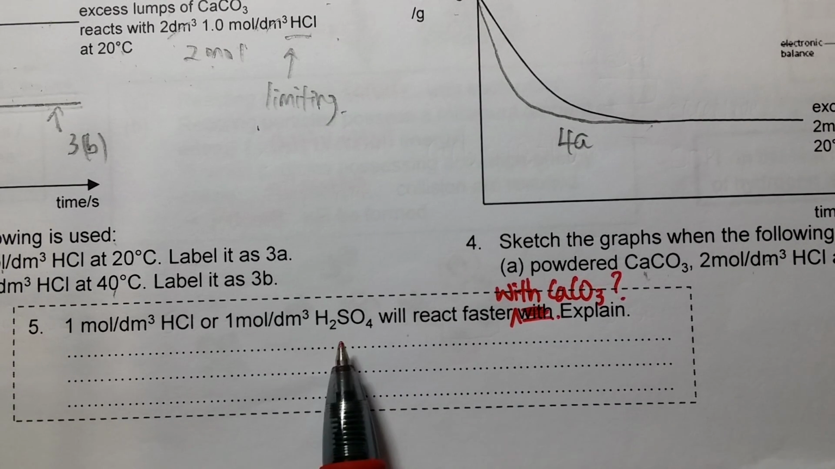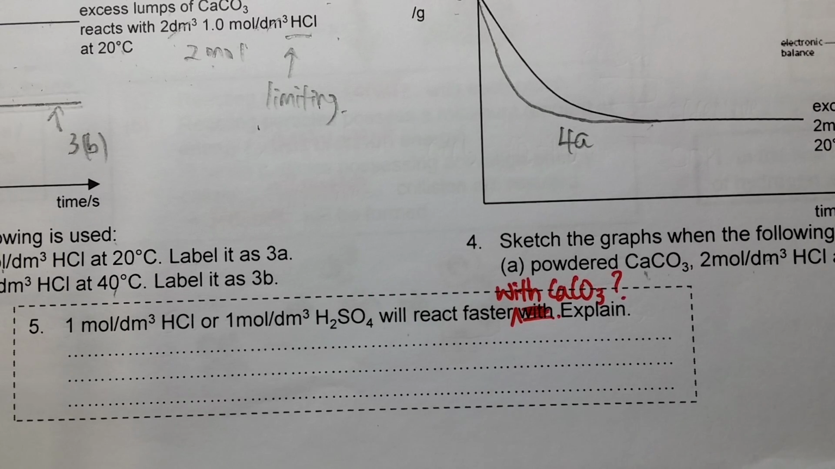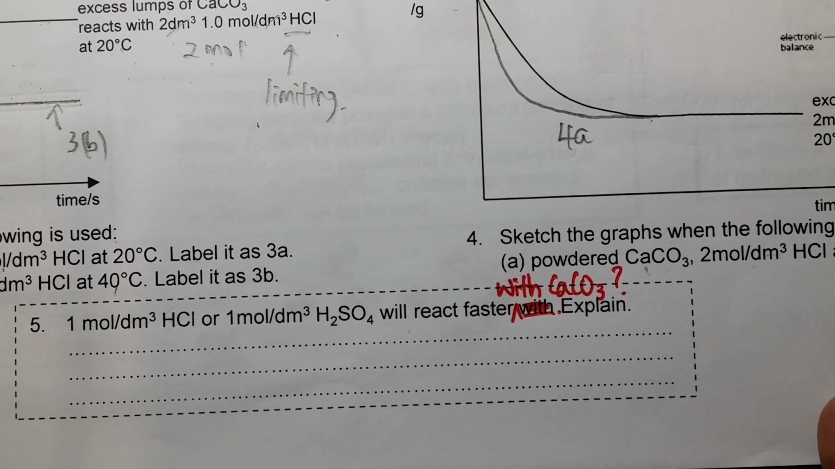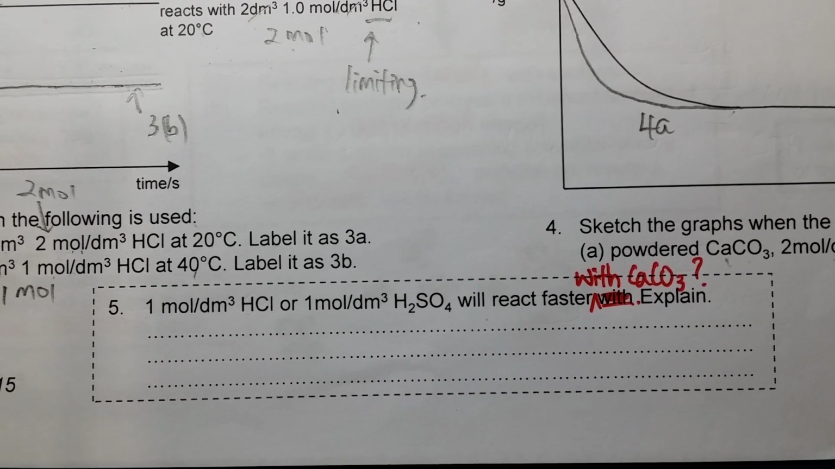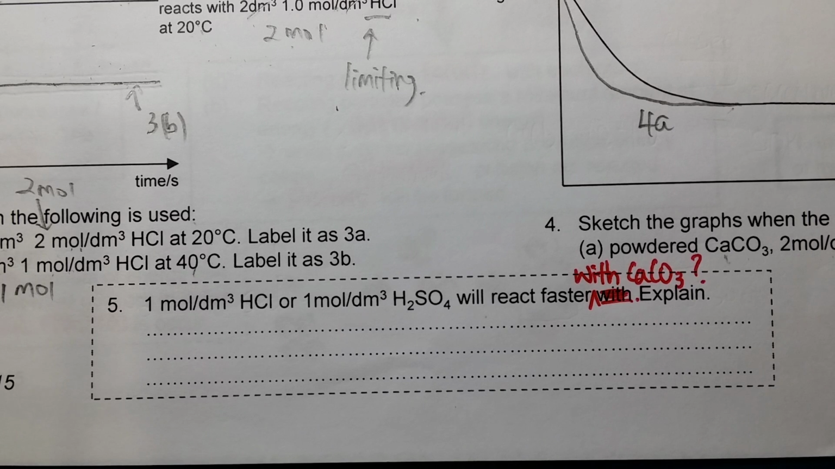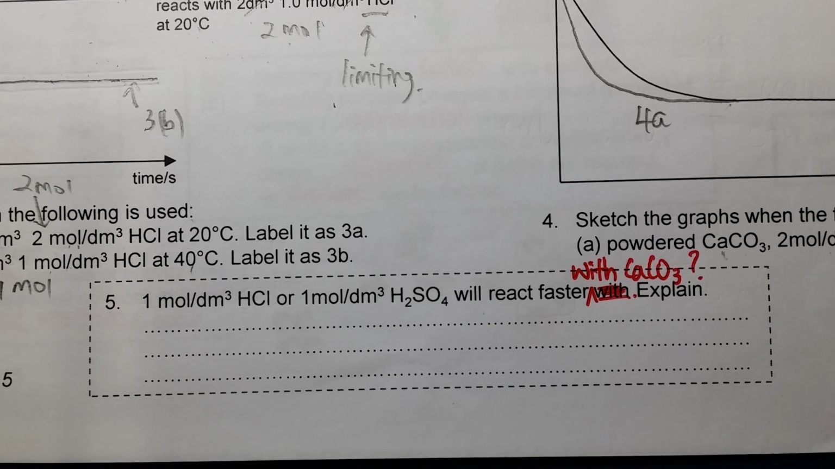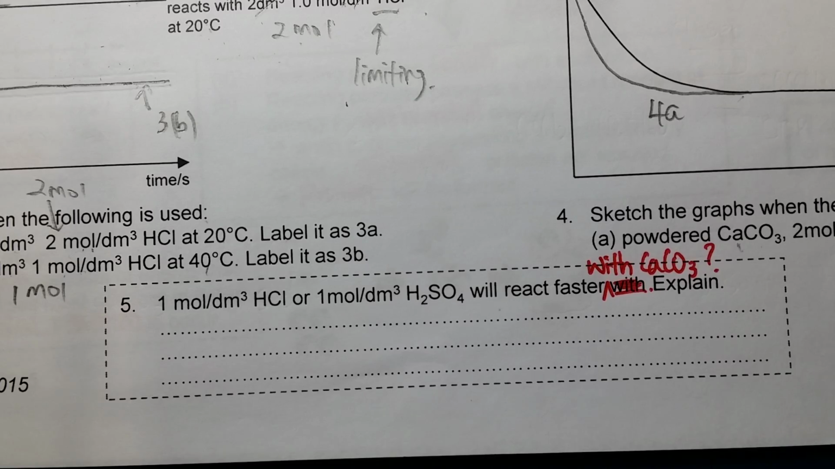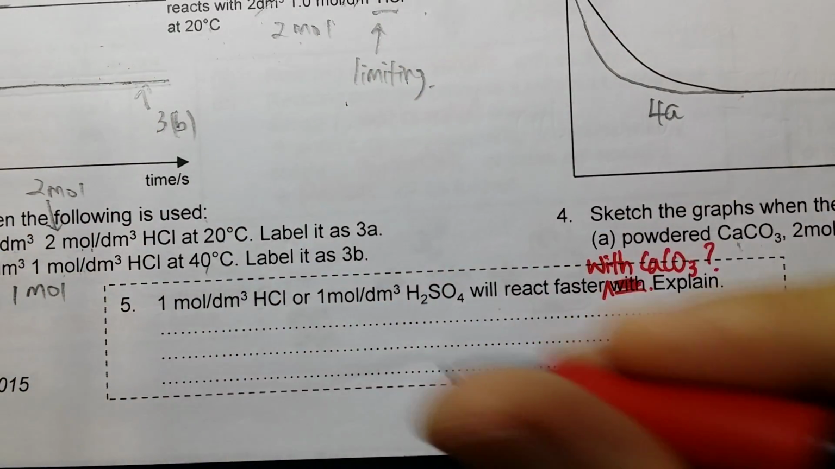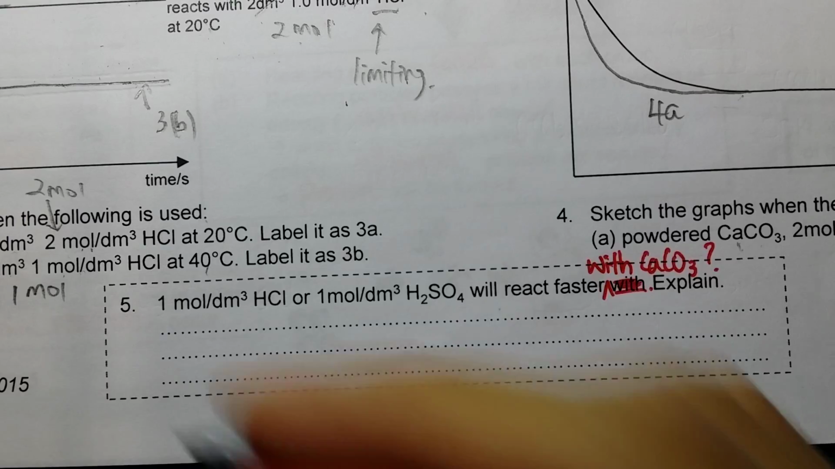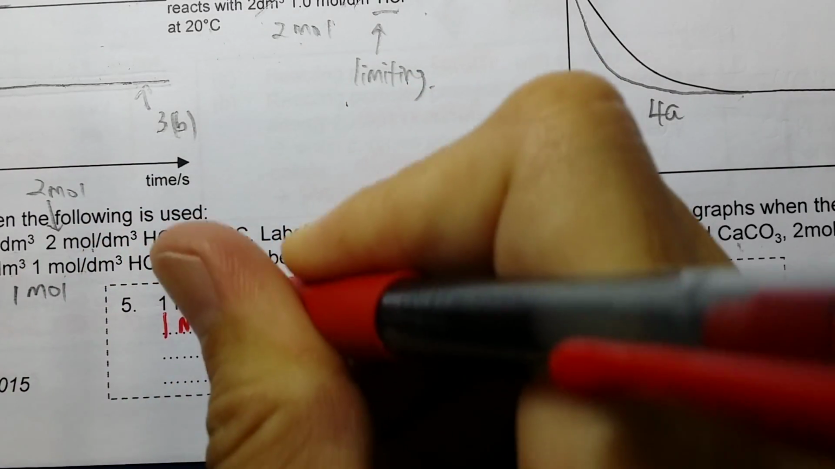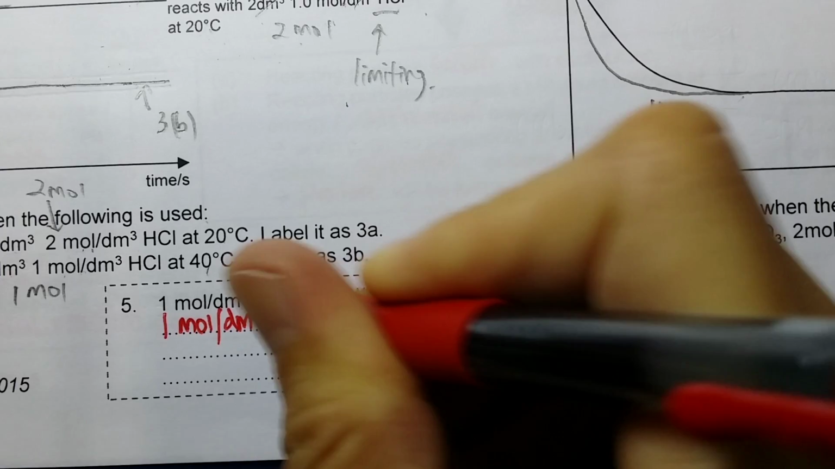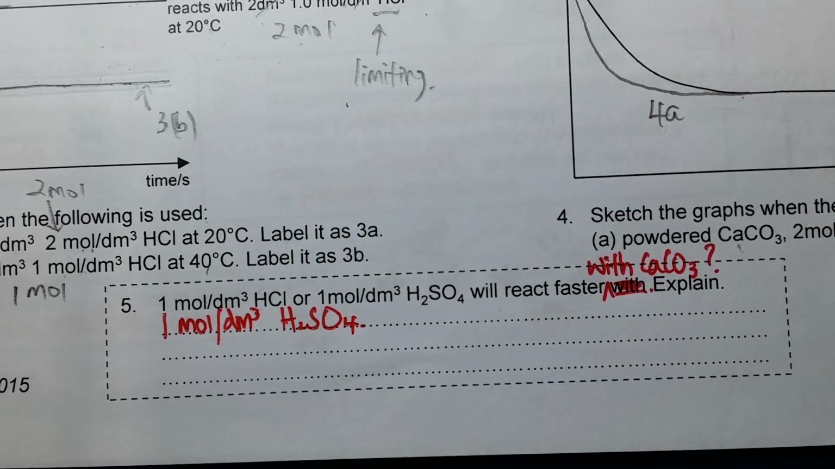Now remember, this is a reaction that involves acid and carbonate. So it depends on the amount of hydrogen ion. Any reaction that involves acid, you have to look at the amount of hydrogen ion. The acid that has more hydrogen ion would be the one that react faster. So in this case is sulfuric acid. So sulfuric acid is a dibasic. Remember? So we answer the question first. So which one will react faster? That will be 1 mole per dm cube H2SO4.